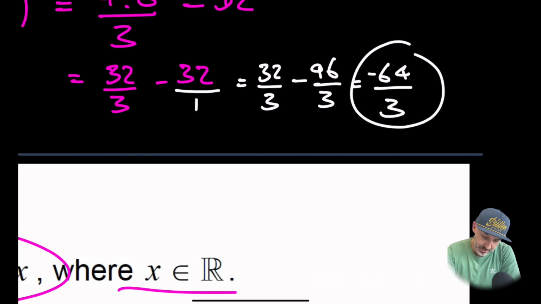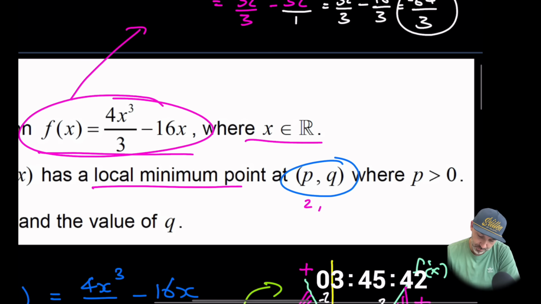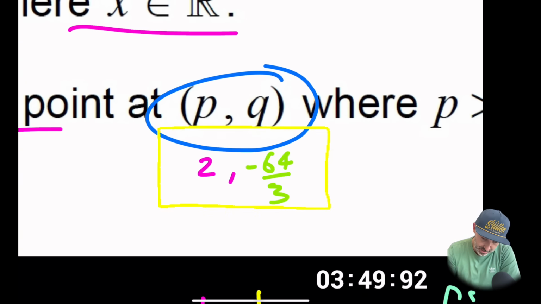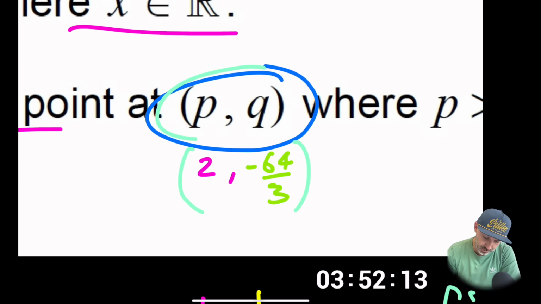So a bit of a nasty end to that question. Minus 64 over 3, and that is our value for q. So minus 64 over 3, and we have found p and q.